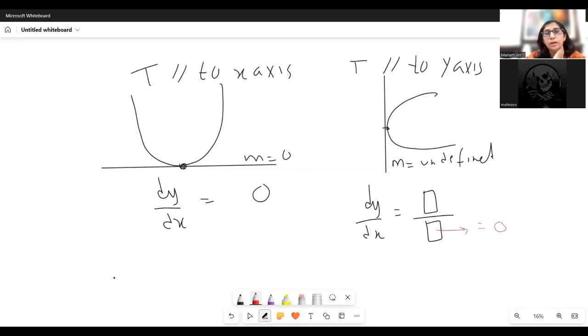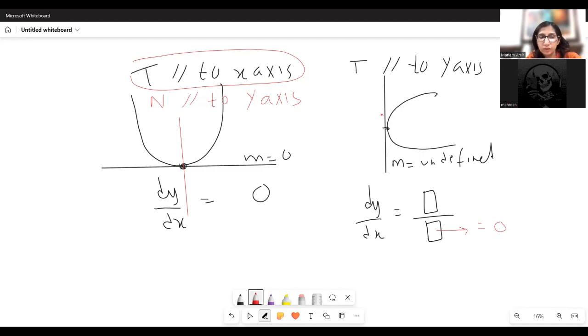Yes, ma'am. Okay. One last thing. Instead of saying the tangent is parallel to the x-axis, the question might say this: normal is parallel to the y-axis. It means exactly the same thing. When the normal is parallel to the y-axis, that means the tangent is parallel to the x-axis. And that means dy over dx is 0. So you must know that this translates to the tangent being parallel to the x-axis, which translates to dy over dx equals 0.